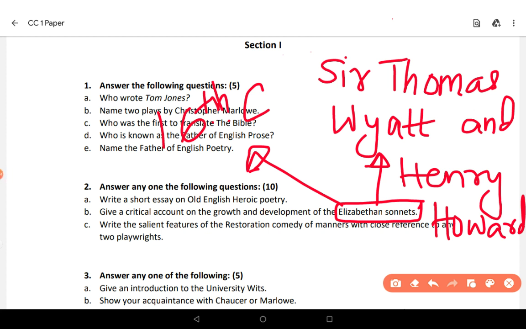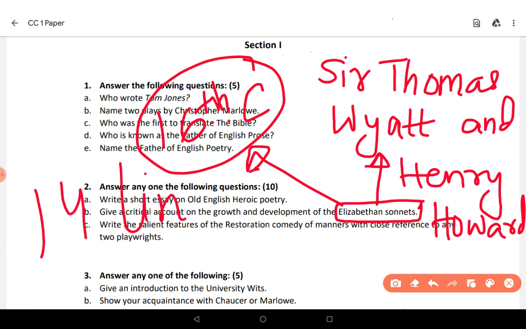Next topic is Elizabethan sonnets. In Elizabethan sonnets, you need to mention that it all began in the 16th century in England, and it was this concept of the sonnet, which is a 14-line poem. It was introduced in England by Sir Thomas Wyatt and Henry Howard. This you will write in the introduction.